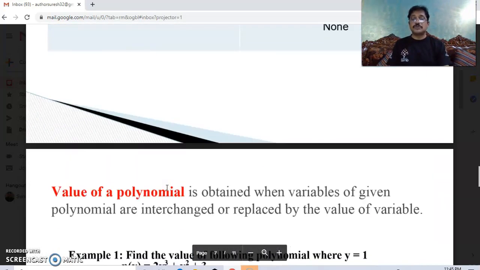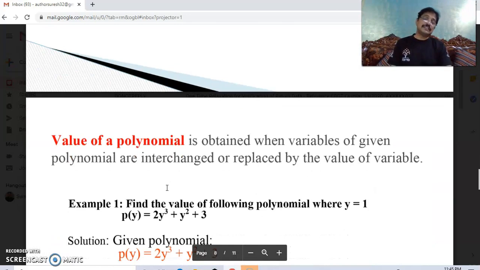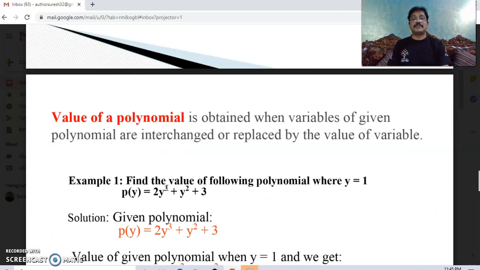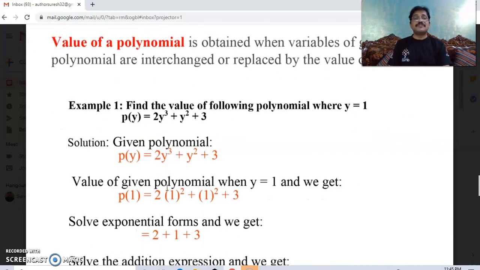Now we have to come to the other area, that is the value of a polynomial. A value of a polynomial is obtained when the variable of the given polynomial is replaced by the value of the variable. So we will understand this concept by taking one example. Find the value of the following polynomial where y equal to 1. P of y equal to 2y cube plus y square plus 3.